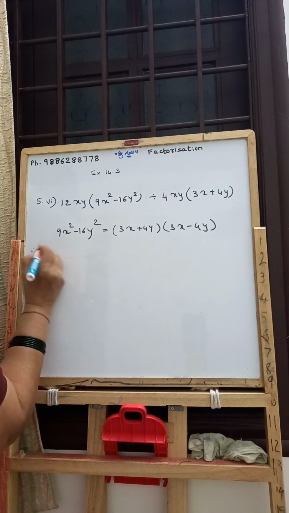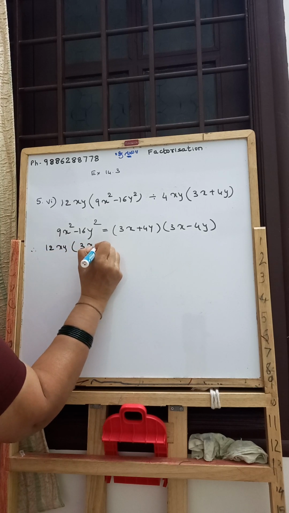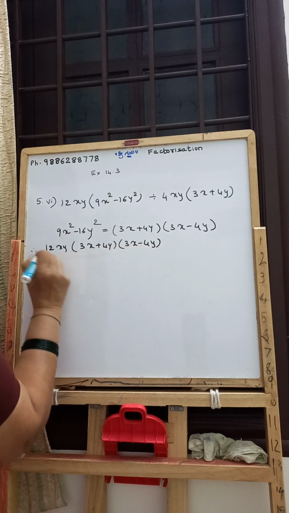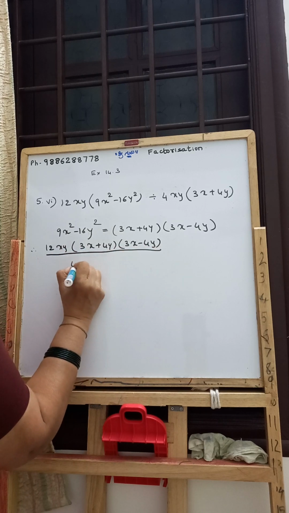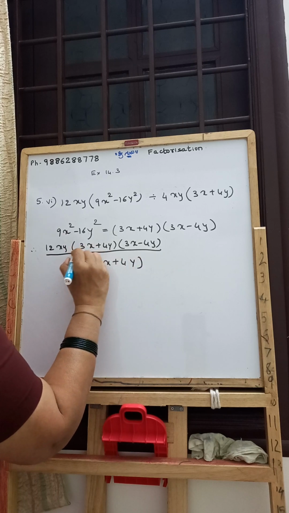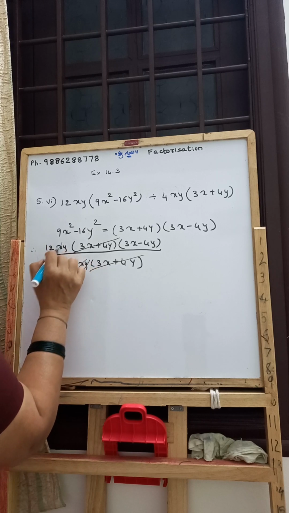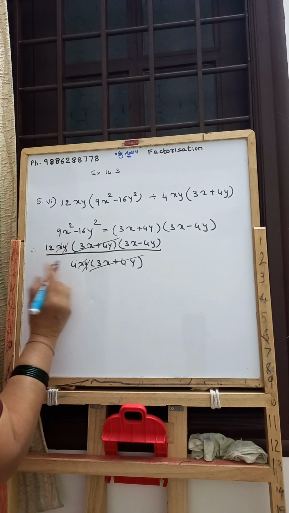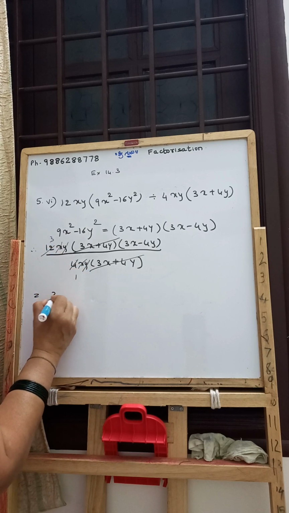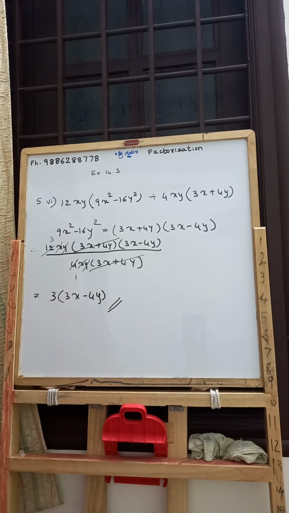Therefore, the required division will be 12xy into bracket 3x plus 4y into another bracket 3x minus 4y, whole divided by 4xy into bracket 3x plus 4y. So this whole bracket cancelled, this x cancels and y cancels with this x and this y because they are the same common factors. 4 1s are 4, 4 3s are 12. This is equal to 3 into bracket 3x minus 4y, which is the required quotient.